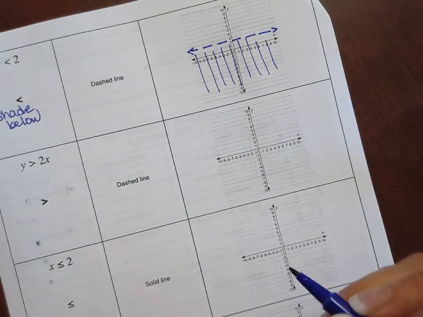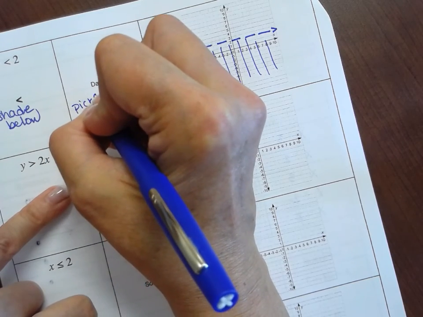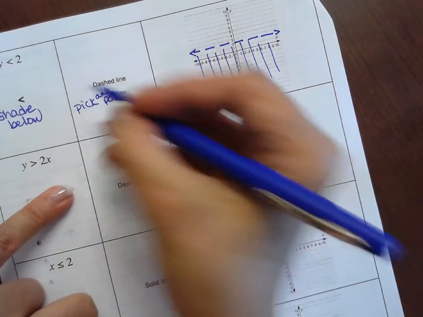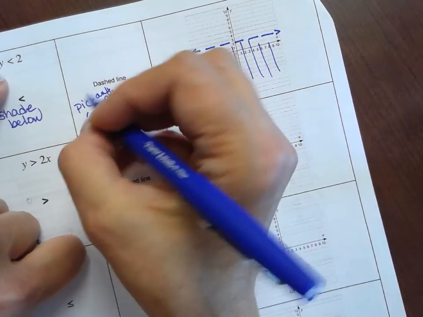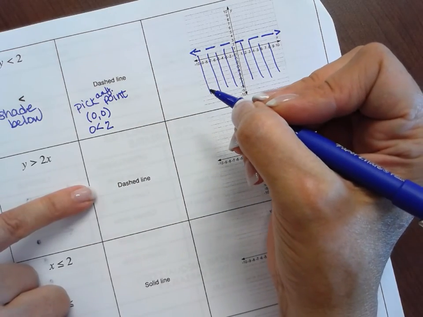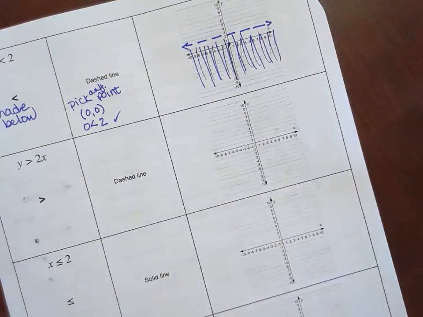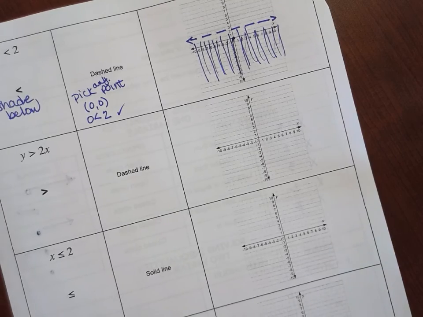If you're not sure, pick any point. Okay? So let's say I'm going to pick 0, 0, and substitute it into the equation. Is 0 less than 2? Yes, so that means that solution should be in the shaded region. Does that ring bells? Yes, no, kind of? Okay.